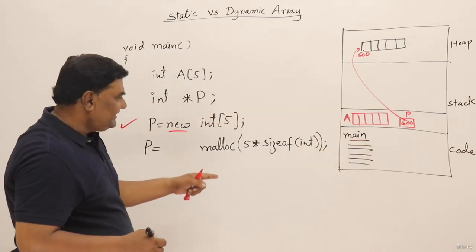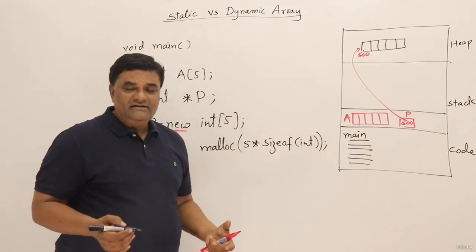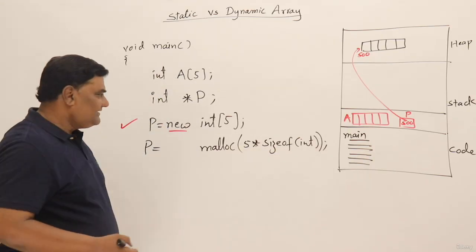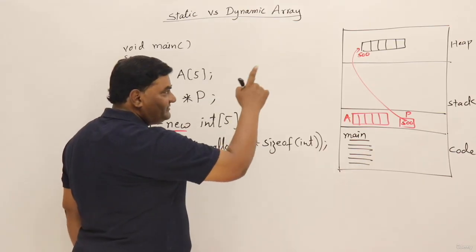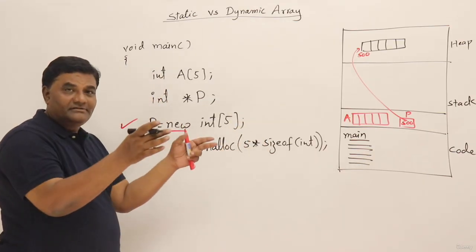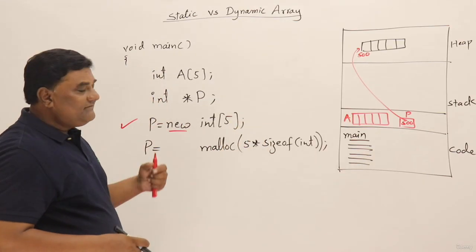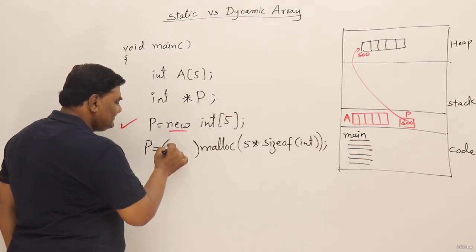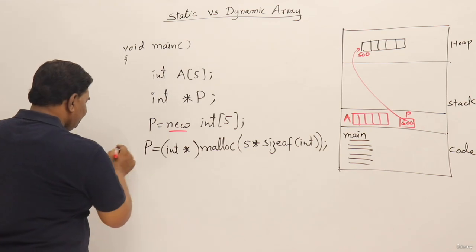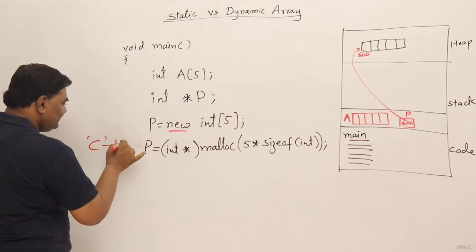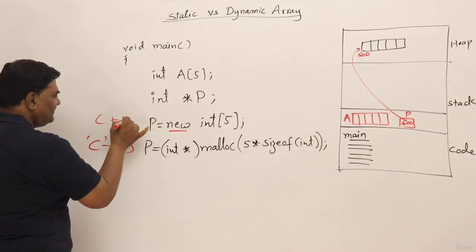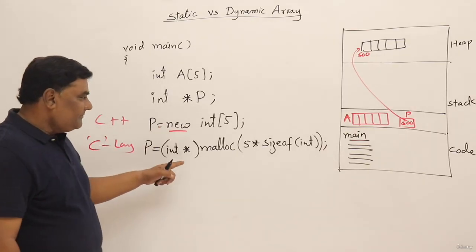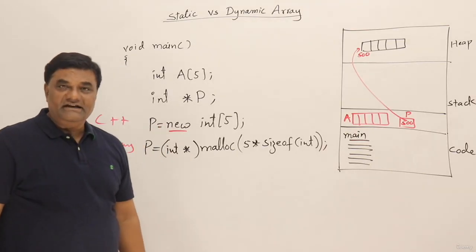Instead of mentioning 2 bytes, we mention sizeof, so that depending on the system or compiler, it takes that size. Then the malloc function will allocate just raw memory, just a block of memory. Now that memory we want to use as integers, so we have to typecast it as an integer pointer. So this is in C language and this is in C++. New is the operator used in C++ and malloc function is used in C language.